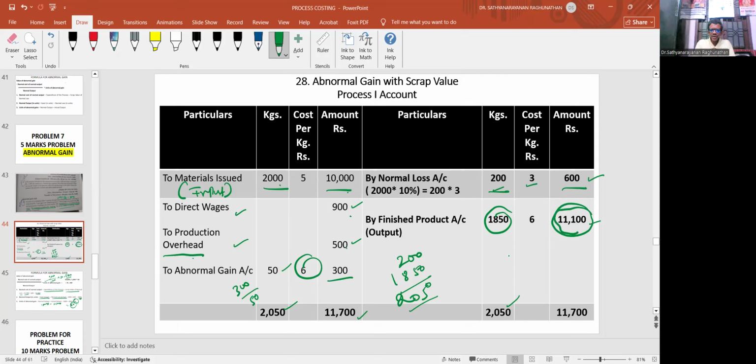Now, cost per kg you have to find. 11,100 divided by 1,850. 6 is the cost per kg. Hope I made you clear.